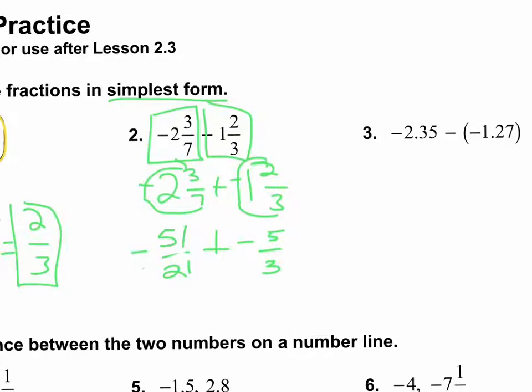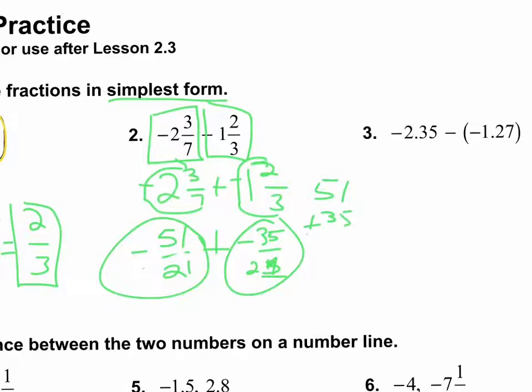Then we do the same thing. We want this to be 21, so we do 3 times 7. What we do to the bottom, we do to the top. So the top becomes 35 because 5 times 7 is 35. Then 3 times 7 gives you your 21. Now we have a common denominator. Now we circle our terms again. Same signs we combine, so 51 plus 35. We get 86 over 21.